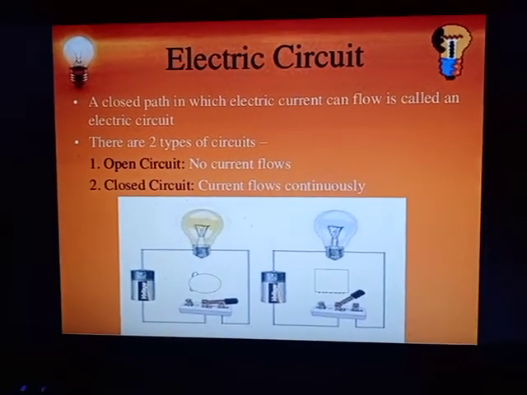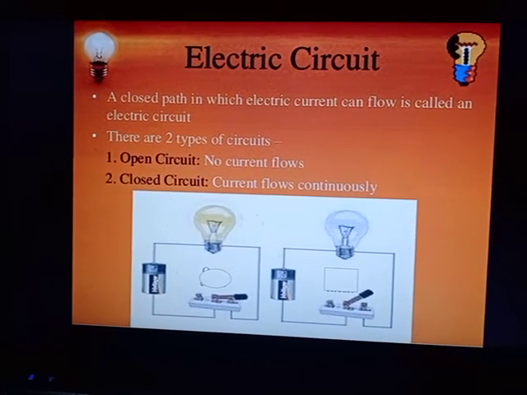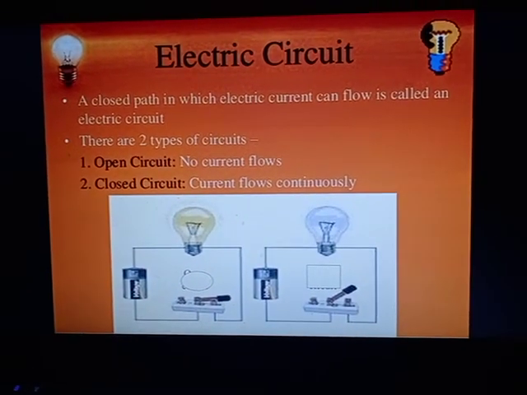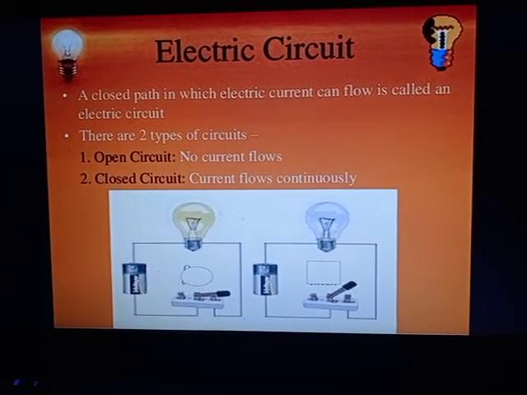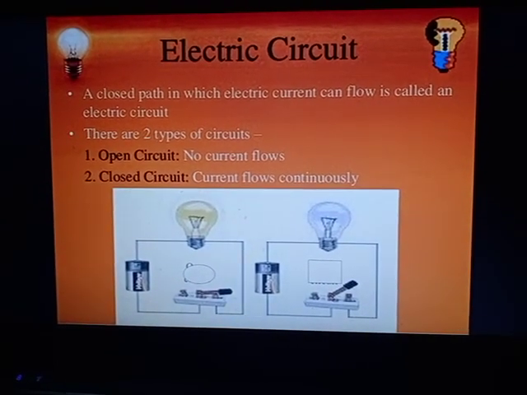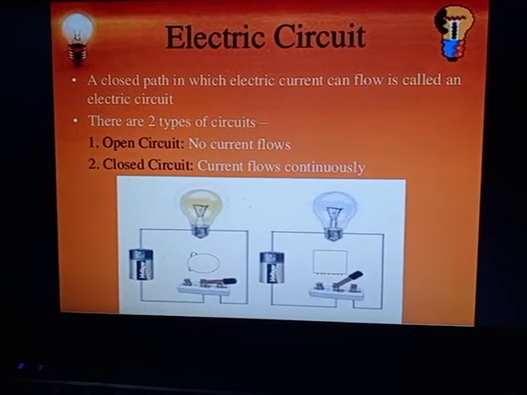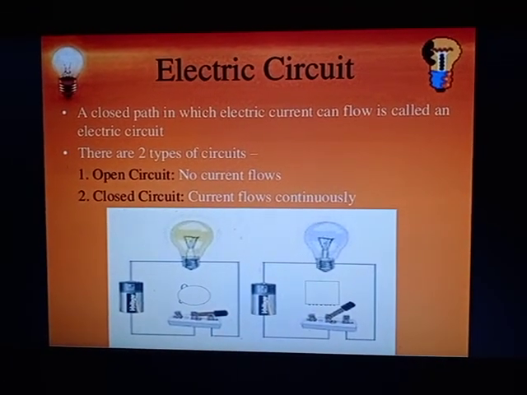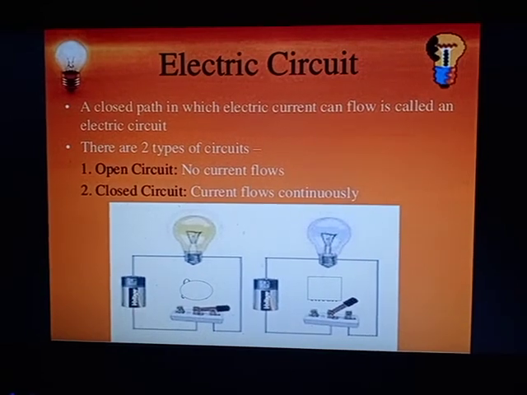Now next is electric circuit. What is an electric circuit? It is a closed path in which electric current can flow, called an electric circuit. So there are two kinds of circuits. One is open circuit and another one is closed circuit. In open circuit, there is no flow of current. In closed circuit, current flows continuously.